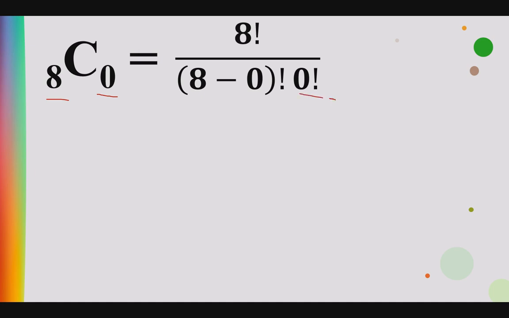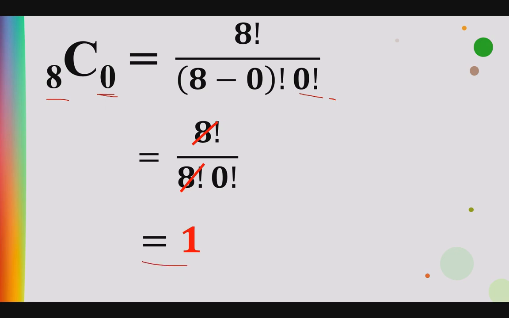8 minus 0 is 8 factorial na, di ba? So, dito, ang matitira na lang din is 0 factorial which is equal to 1. And the final answer is 1. So again, kapag 0 ang r, 1 ang sagot. Kapag parehong n at r, 1 ang sagot.